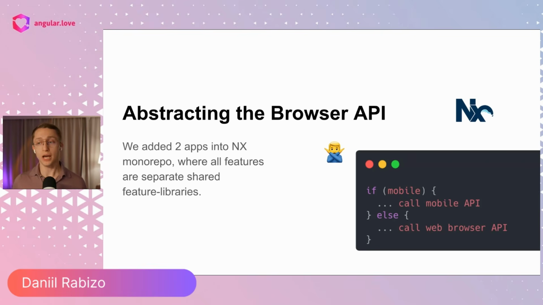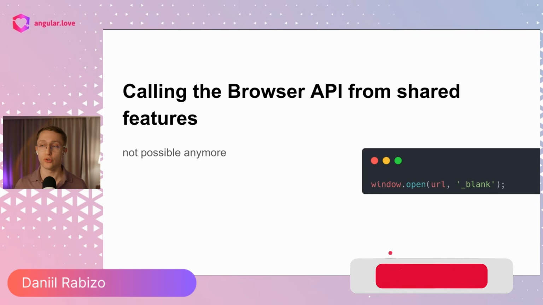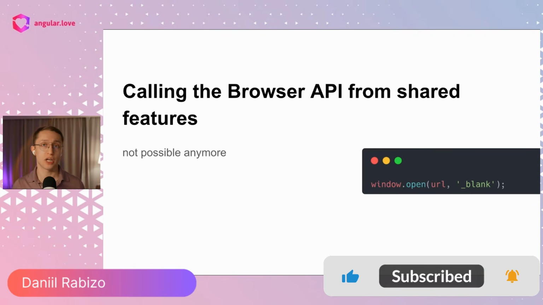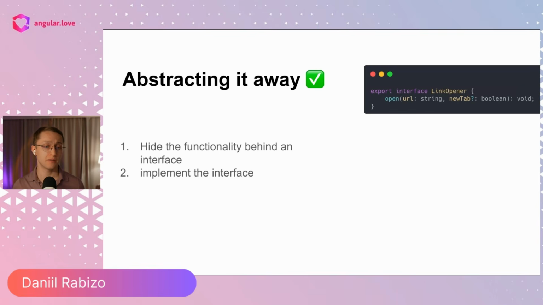So we had an NX monorepo with one application, so we added another one there, and we had around 70 feature libraries in this NX monorepo. And the question is, how do we introduce mobile API there in the existing features? So, for example, if we wanted to open the new link in a browser, it's not possible anymore on the mobile. So, how do we introduce mobile logic in here without changing anything in the existing code? And the solution to this is to hide this behind an interface, for example, link opener, which has an open method.